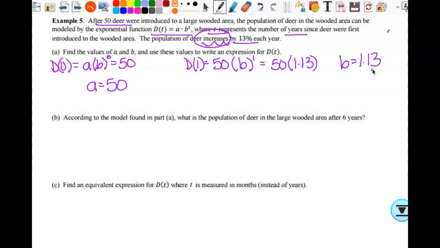0.87. You would subtract that from 1 instead of adding it. So instead of having 113%, we'd only have 87% because it would be 13% less. We good? All right. And then it says write an expression for d of t. So now that we have that, d of t in general, with the t's, not x's, is equal to A, which is 50, times B, which is 1.13, to the t power.